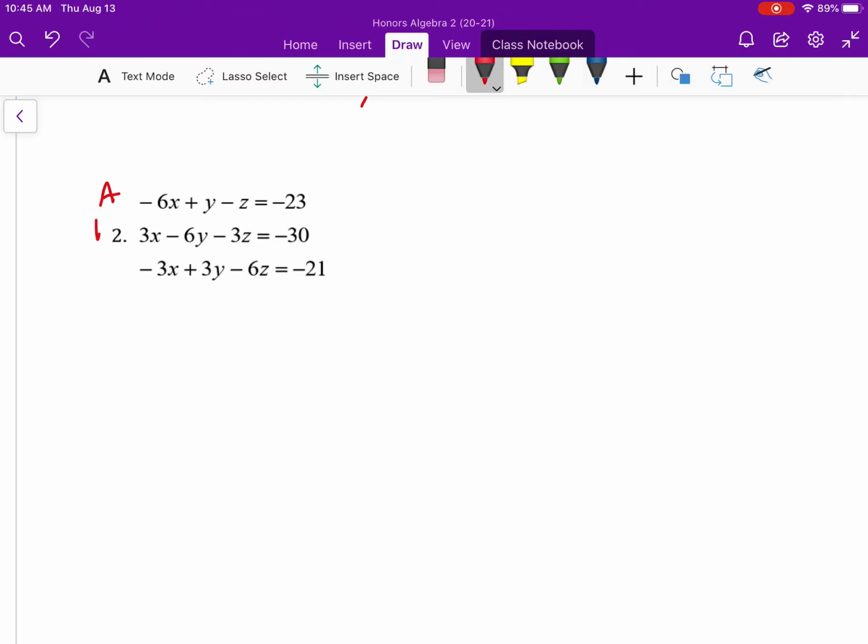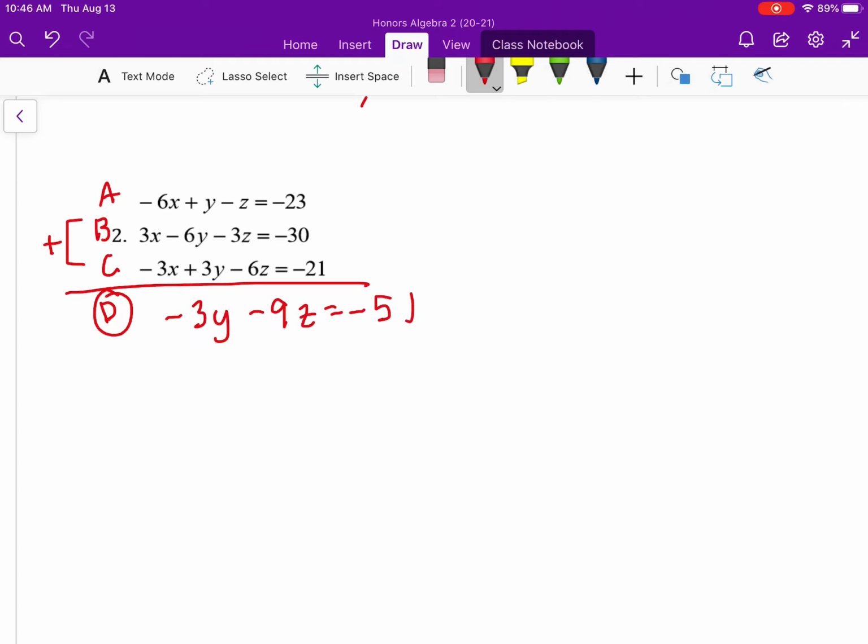Let's try this one. When I first see this, I'm thinking, okay, we're going to call this A, B, and C. What variable will be really easy to eliminate? So you kind of have to look at it. And I think I want to eliminate x because I see like 6 and 3s. So if we add B and C, I end up with -3y minus 9z equals -51. We're going to call that D. So we eliminated x. So maybe write a note to yourself. This is what I'm eliminating first.